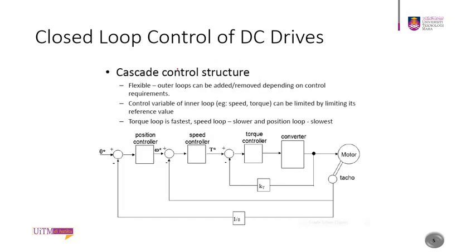It's easy to look at this as a cascade control structure, which is flexible. The outer loops can be added or removed depending on the control requirements, and the control variable of an inner loop, for example the speed or the torque, can be limited by limiting its reference value. The torque loop is the fastest, the speed loop is slower, and the position loop is the slowest to process.